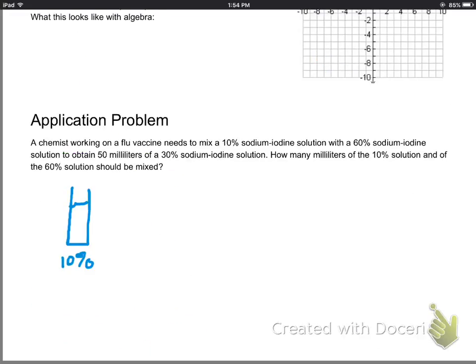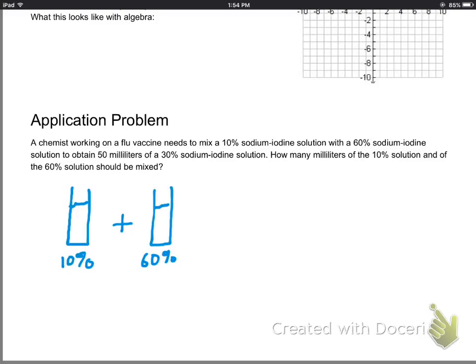Alright, the last thing I'm going to do is set up for you guys an application problem. If you take a moment to read this, you see that we're working with percent of a chemical. So you have a solution, and only 10% of it is this sodium iodine mixture. Okay, so we've got 10% of this first flask here, or graduated cylinder, and then 60% of the second flask. We're going to add those together. We need to mix them in the right amounts.